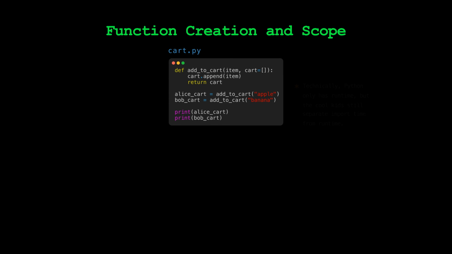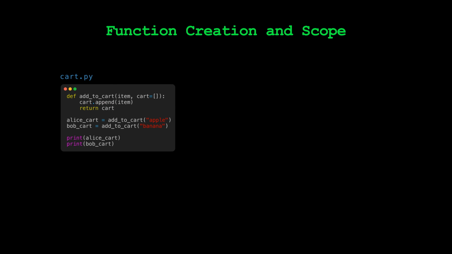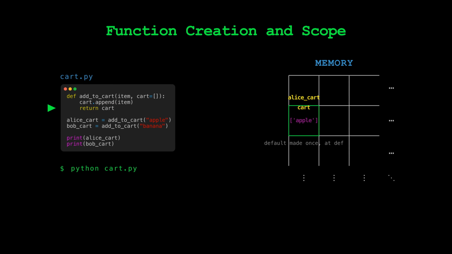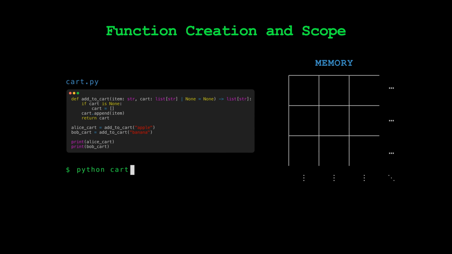In this code, the cart default is created once when the function is defined, at what people call import time. The usual way to sidestep this, while still giving each call a brand new list by default, is to use None as a sentinel.